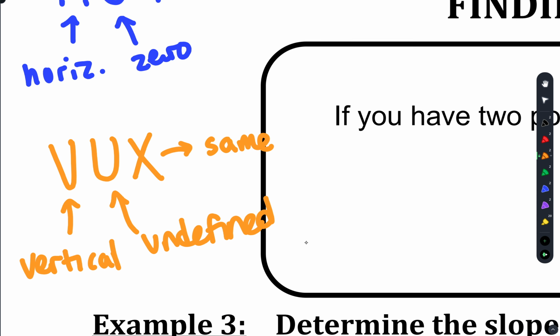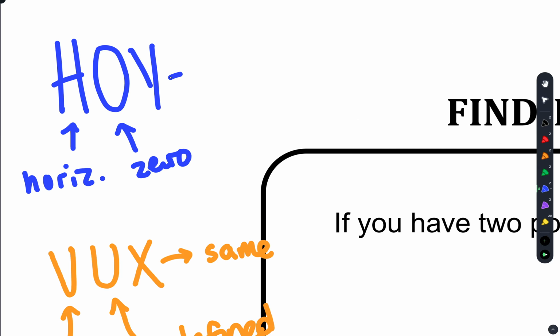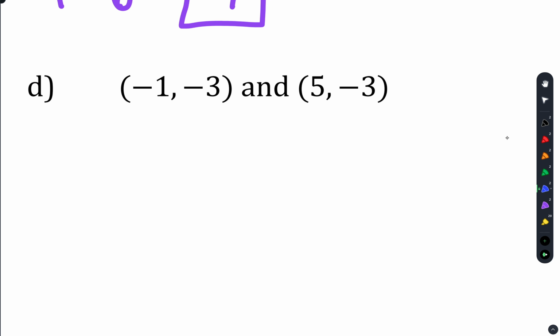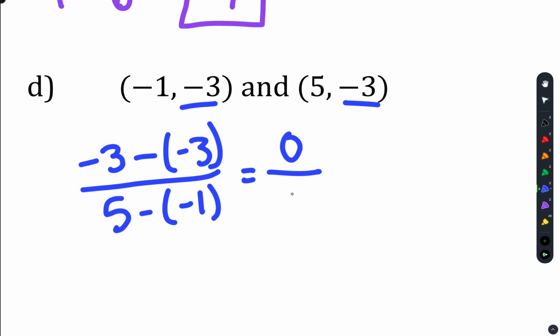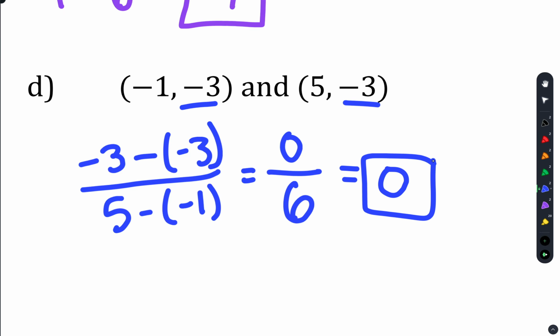So the same thing goes for the HOY. If my y values are the same in my 2 points, then I'm going to have a horizontal line with a 0 slope. Take a look at letter D. Do we see how these y values are the same? So that's a hint to me that I should be getting a horizontal line with a 0 slope. Let's just check it really quick for fun. Negative 3 minus negative 3. 5 minus negative 1. Negative 3 plus 3 is 0. 5 minus negative 1, which is plus 1, is 6. There it is. 0 over anything is 0. Any questions on that?